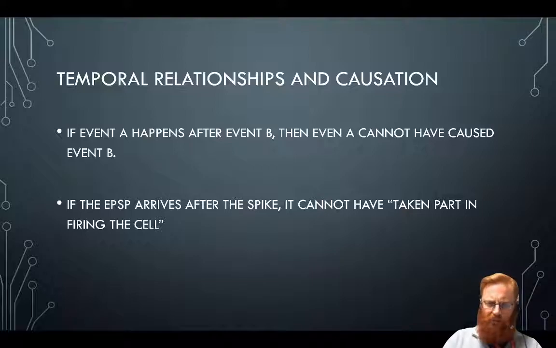So, if I slip on some ice and then I drink 2 pints of beer, I cannot have slipped on the ice because I drank the beer. It seems pretty straightforward. It doesn't, of course, mean that if I drink some beer and then slip on the ice, I slipped on the ice because I drank some beer. It's just that if the pairing is the other way around, it rules out the causal relationship, i.e., if A happens after B, then A cannot have caused B. So, from that logic, I'm going to assert that if the EPSP arrives after the spike, then the EPSP cannot have taken part in firing the cell.